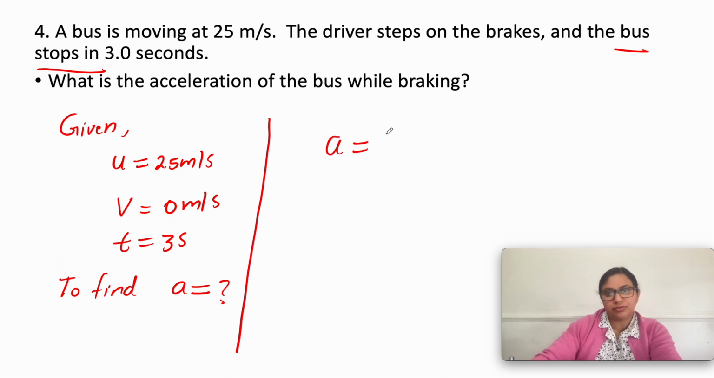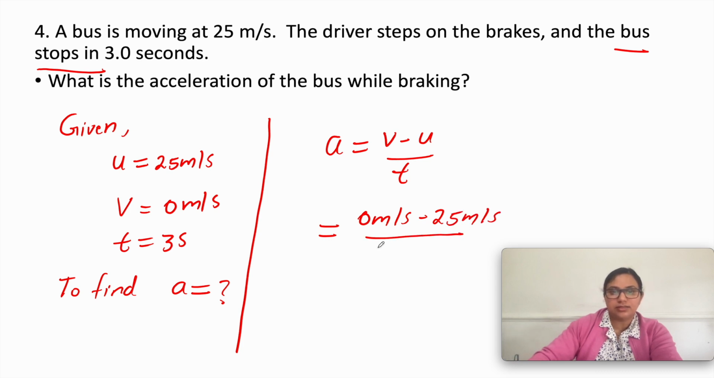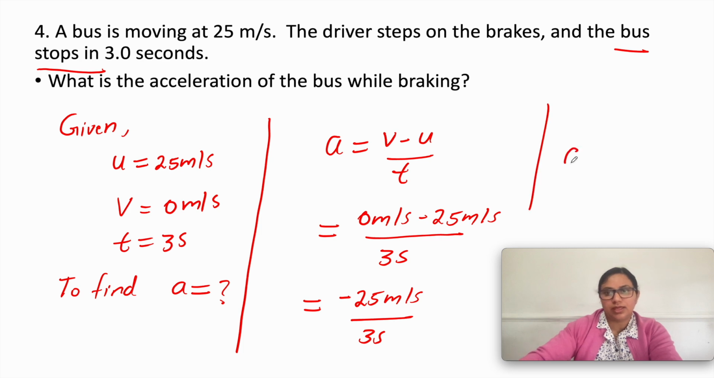So a is equal to v minus u divided by t, and v is 0 meter per second minus u, which is 25 meter per second. The time taken is 3 seconds. So the answer is minus 25 meter per second divided by 3 seconds. So a is minus 8.3 meter per second square. Here the negative sign indicates that the bus is decelerating, or the velocity decreases to 0.